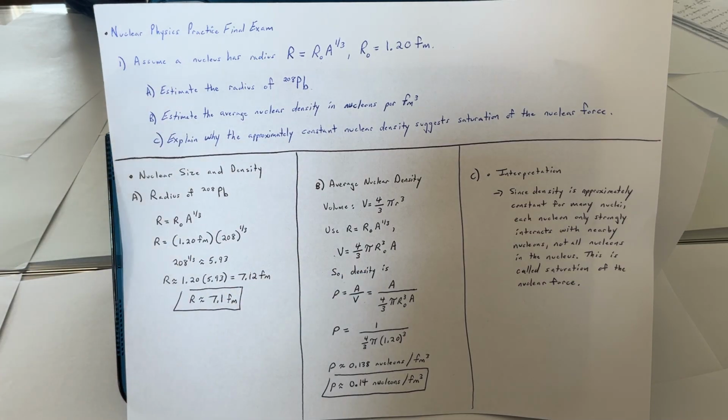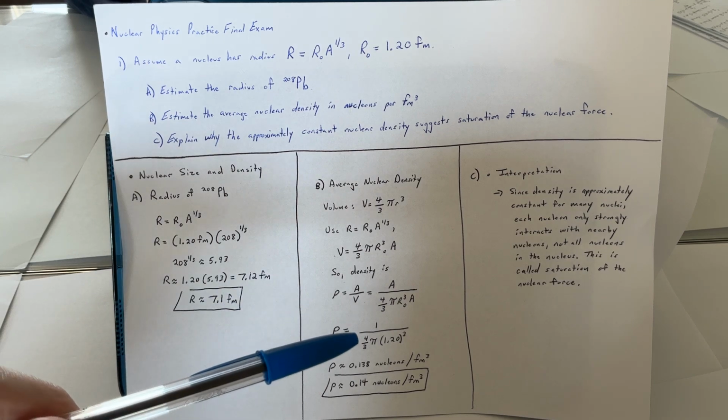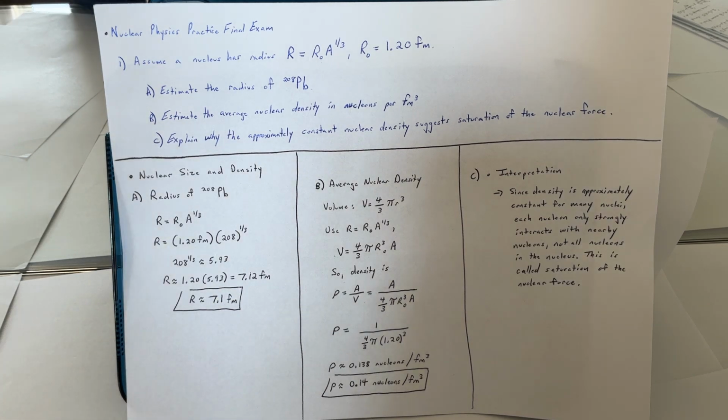That's going to be A over 4/3 pi R naught cubed A. So rho is 1 over 4/3 pi times 1.20 cubed. And we can estimate this. Rho is about 0.14 nucleons per fm cubed.